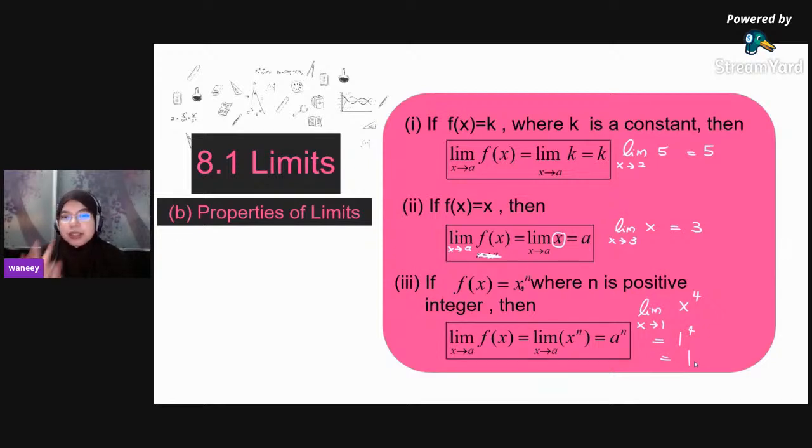Okay, so done with the third property. So let us go to the next one.